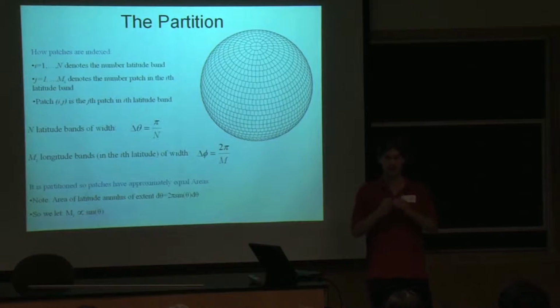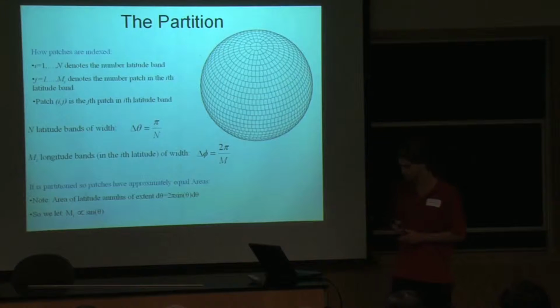So first we have to divide up the stellar surface, and we divide it up into a bunch of spherically rectangular patches, and we index the patches by patch ij, the jth patch in the ith latitude band. We also partition it so that all the patches have approximately equal areas.